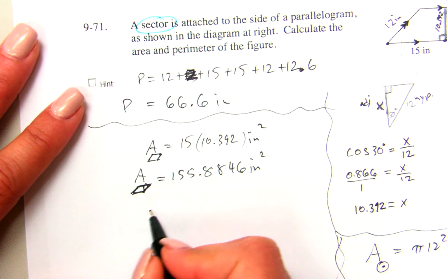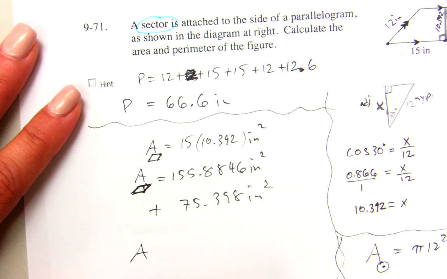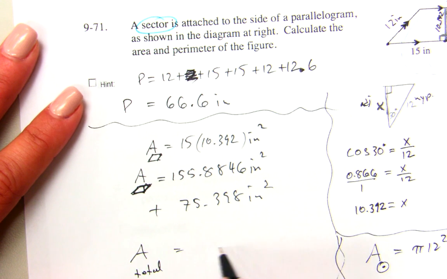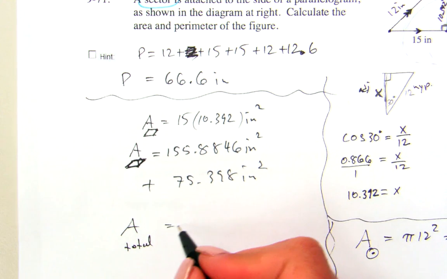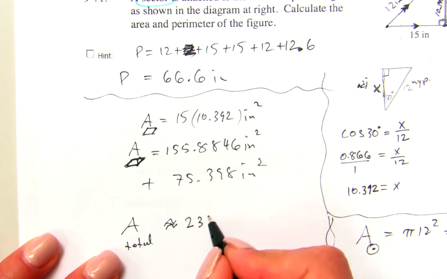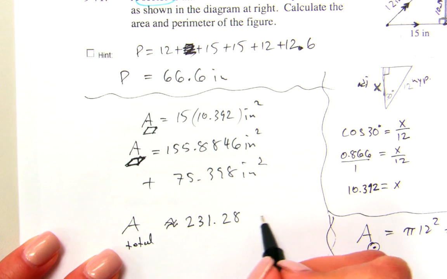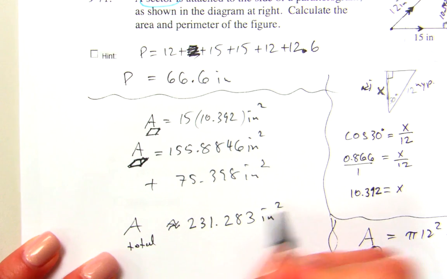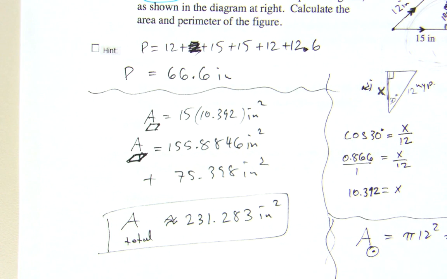So I'm going to add those two together, 75.398 inches squared, and the area of the total, which is the parallelogram and the sector of the circle, is going to be 155.8846 plus that. Somewhere around 231.28. I'm going to round to 231 inches squared. All right, that was very complicated. Okay, so there you go.